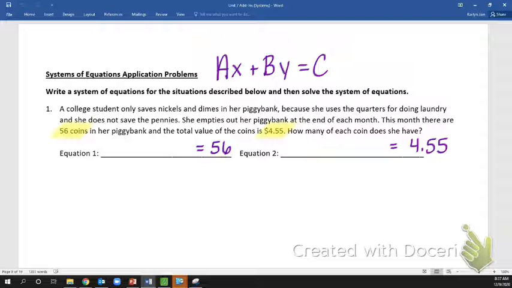So the first total was 56 coins. So everything having to do with coins is going to go in this first equation. So we have to think about what coins they said she's going to be saving. Well, she saves some nickels and she saves some dimes. So those are going to be in with our total coins. The amount of nickels she has plus the amount of dimes she has equals the total 56 coins.